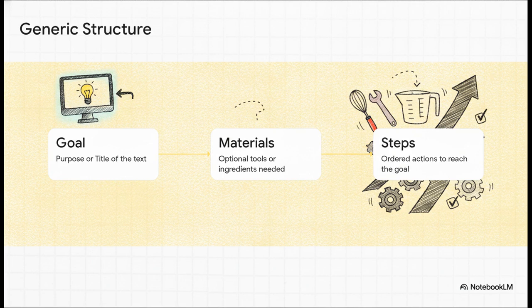Moving right along to Section 2, generic structure and features. Think of every procedure text as being built on three main pillars. First up, we have the goal. This is usually your title, stating exactly what we're trying to achieve, like how to turn on a computer. Second, we have the materials. Now, this could be ingredients for a meal or tools for a construction job. Interestingly enough, this section is actually optional. Some basic operational manuals don't even need a materials list. And finally, we have the steps, the specific, ordered actions you absolutely must follow to reach that goal.